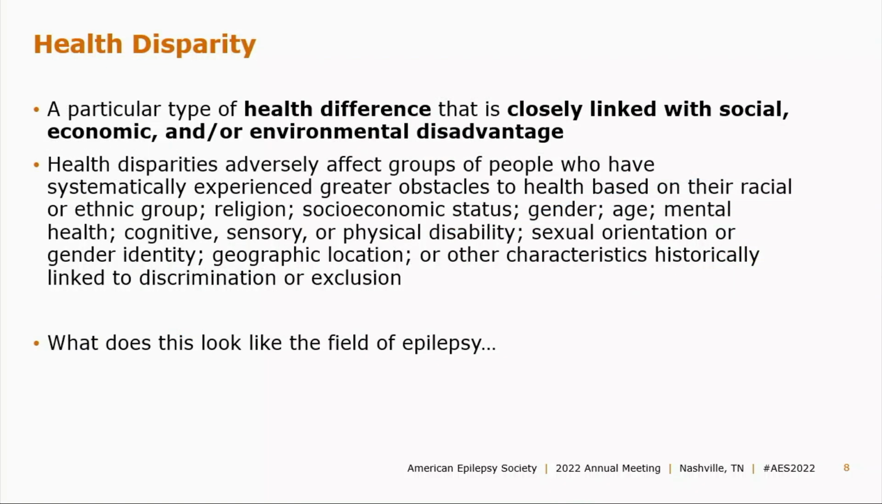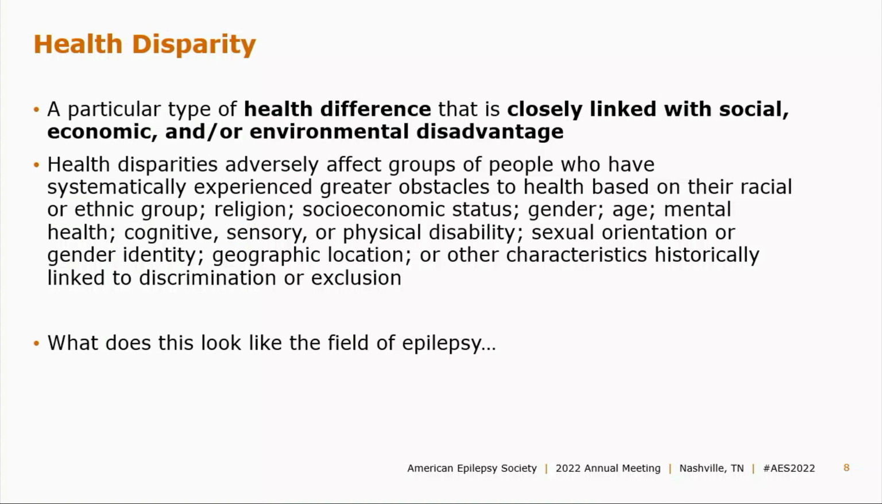I just want to talk briefly about each of these terms. Health disparity is a particular type of health difference that is closely linked with social, economic, and/or environmental disadvantage. They adversely affect groups of people who have systematically experienced greater obstacles to health based on a variety of factors listed here, including race, ethnicity, socioeconomic status, et cetera. You might try to consciously or unconsciously explain these things away in ways that don't involve bias or racism, but unfortunately these disparities persist even when corrected for all sorts of factors.